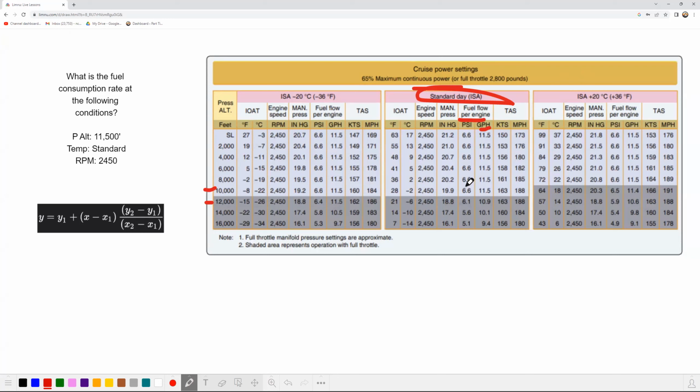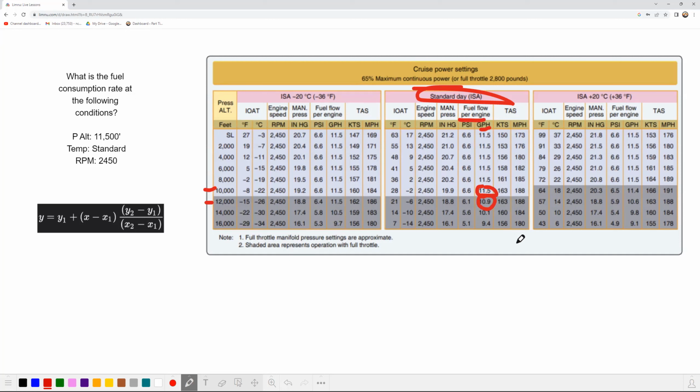So that's 11.5 or 10.9. Okay, so those are our two values. And we have two pressure altitudes, 10,000 and 12,000, but we want 11,500, which is close to 12,000, closer to this 10.9. So we know our answer is going to be close to that 10.9. But how close? Again, because it's linear interpolation, we could say 11,500 is 75% of the way from 10,000 to 12,000. So what is 75% of the way from 11.5 to 10.9?